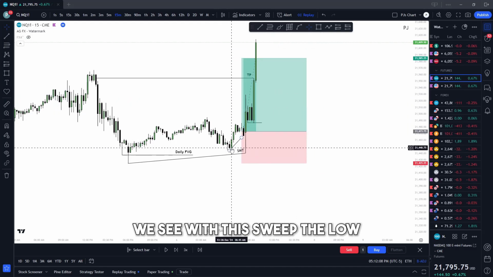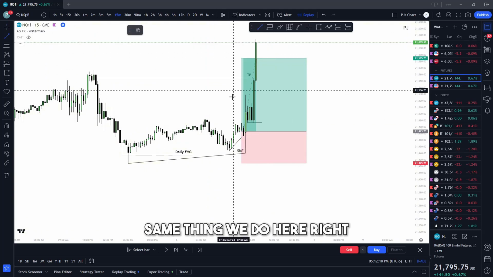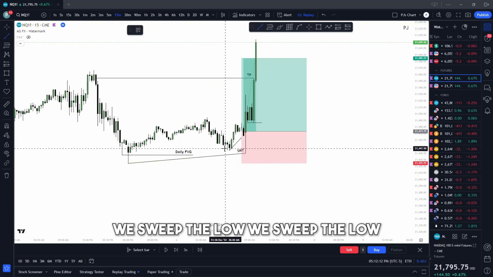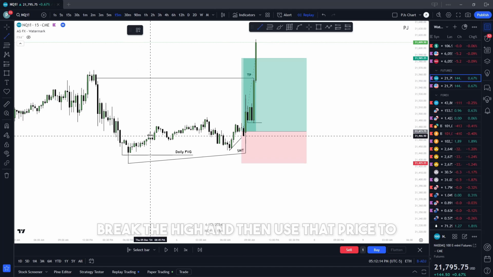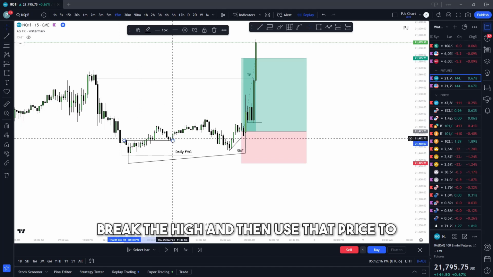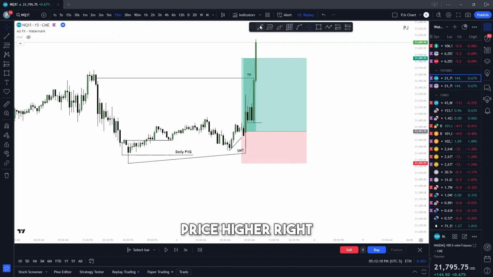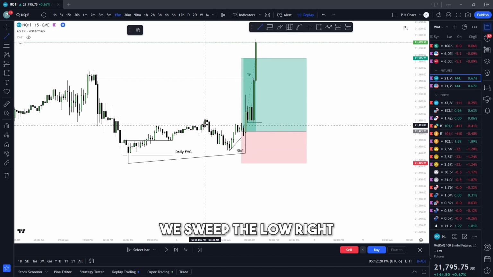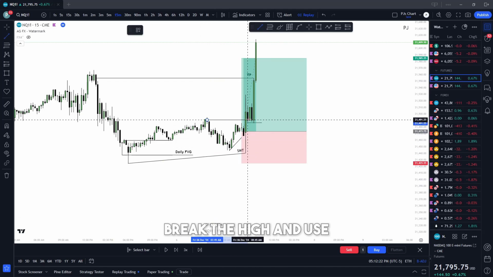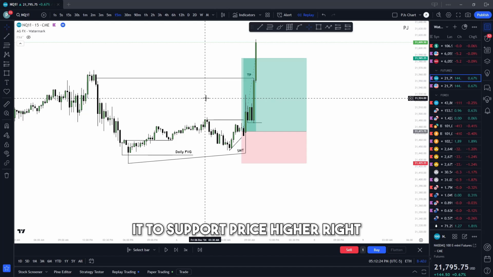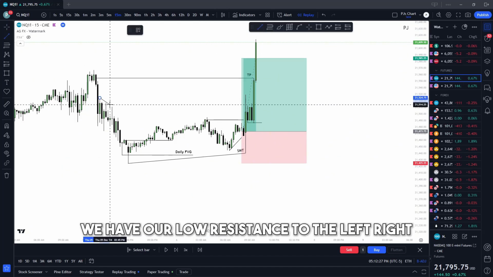We see with this sweep of the low, we do pretty much the same thing we do here, right? We sweep the low, break the high, and then use that level to support price higher, right? We sweep the low, right? We sweep out all of these lows, break the high, and use it to support price higher, right? We have our low resistance to the left, right?